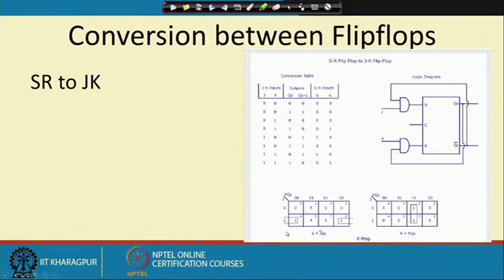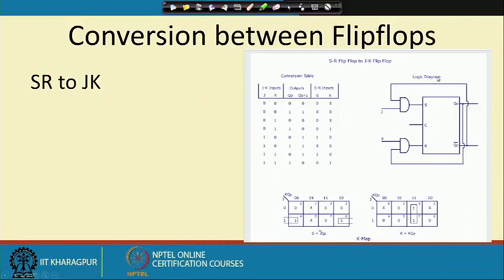For S we make the Karnaugh map here and for R we make the Karnaugh map here, and after simplification it turns out that S equals J QP bar and R equals K QP. So, you have connected two AND gates; the QP bar line is taken here and connected here, and the QP line is taken here and connected here. As a result, this structure now behaves as a JK flip flop.